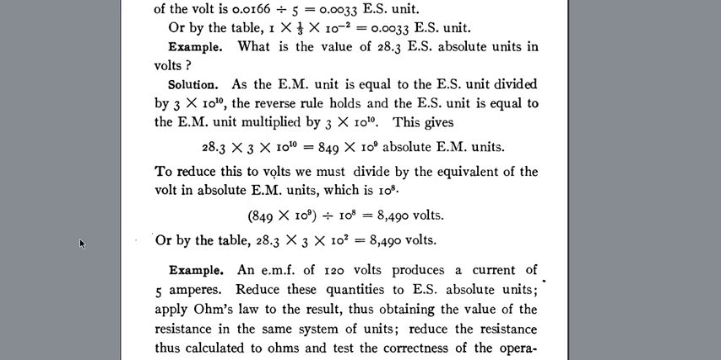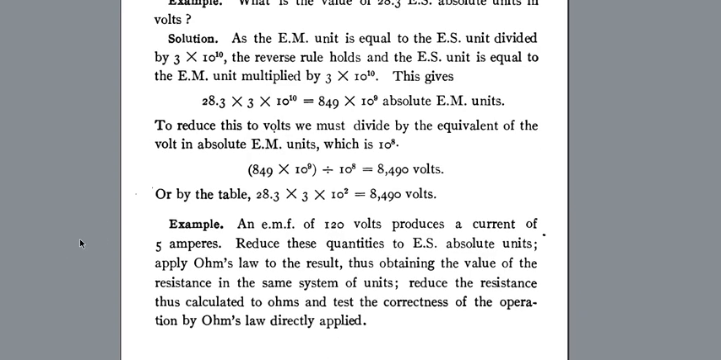To reduce this to volts, divide by the equivalent of the volt in absolute electromagnetic units, which is 10 raised to the power of 8. 849 multiplied by 10 raised to the power of 9 divided by 10 raised to the power of 8 equals 8,490 volts. Alternatively, using the table, 28.3 multiplied by 3 multiplied by 10 raised to the power of 2 equals 8,490 volts.